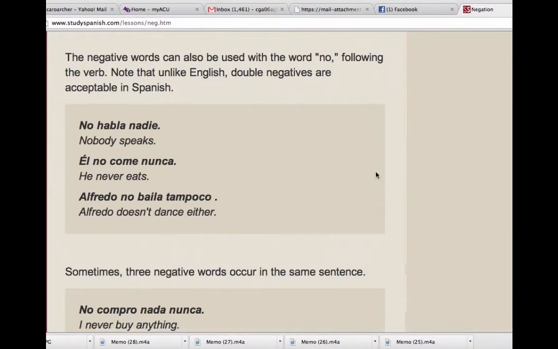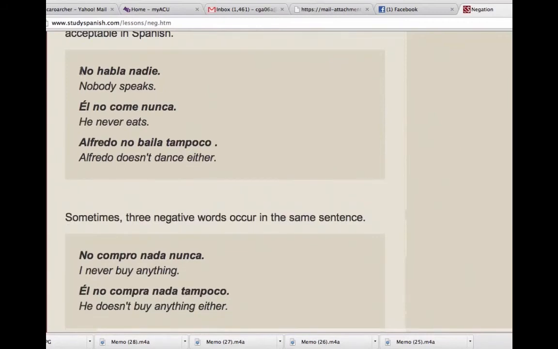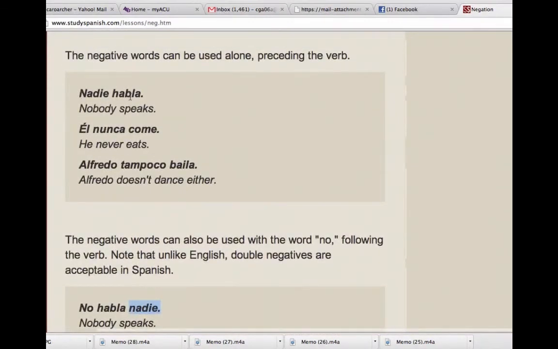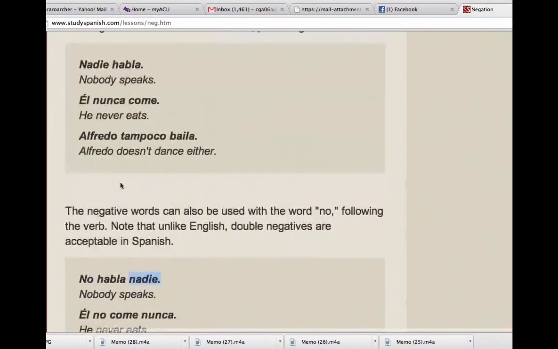All right, so the negative words can also be used with the word no, which is very common, following the verb. Following the verb, not before. Note that unlike English, double negatives are acceptable, okay? So we have no, the no always is going to go before the verb. But if you use the word no, you have to put the negative word after the verb, okay? As opposed to here. Nadie habla. No habla nadie. So we added the word no in front, and so the negative word has to go after, okay? No habla nadie.